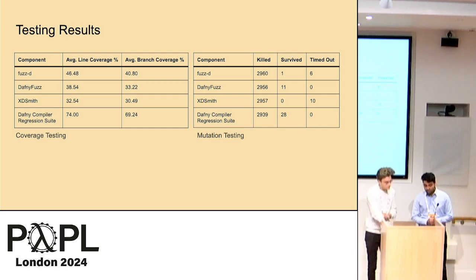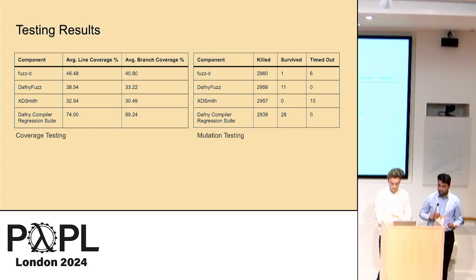In terms of mutation testing, we saw that fuzz-d performed significantly better than both DafnyFuzz, the XDsmith, and the Daphne compiler regression test suite. However, one important thing to note is that the XDsmith here had only 10 tests timed out and none survived. We haven't looked into this too carefully, but there were 2 issues that we saw with XDsmith. Firstly, in order to get these results, we actually had to increase the timeout settings on Striker. And secondly, it might be a case that some of these timed out tests were killed by the other testing tools. But it appears at this point that both fuzz-d and DafnyFuzz perform better than the regression test suite.